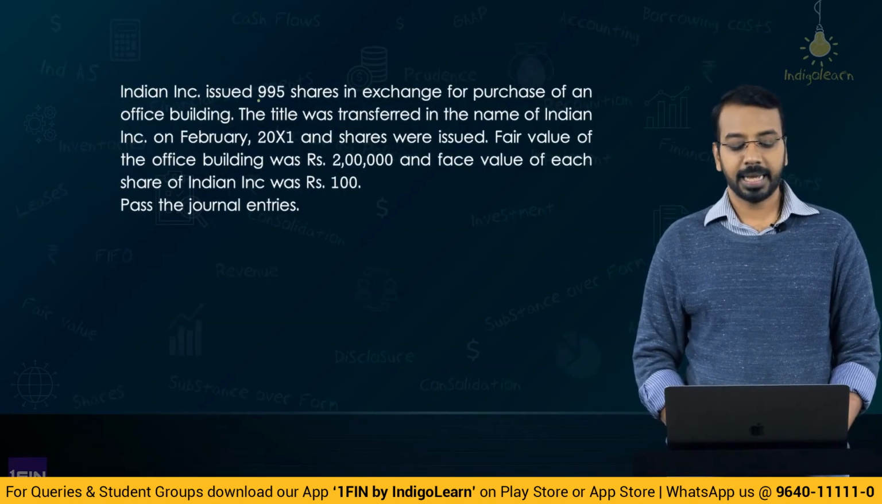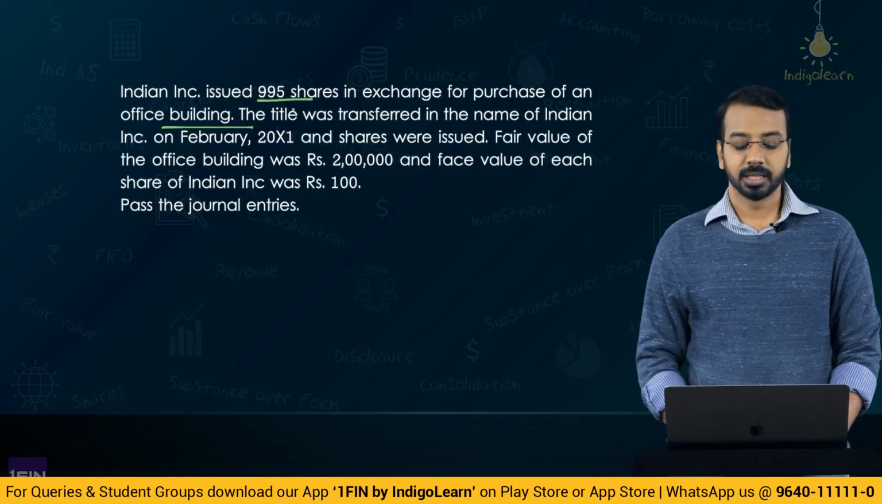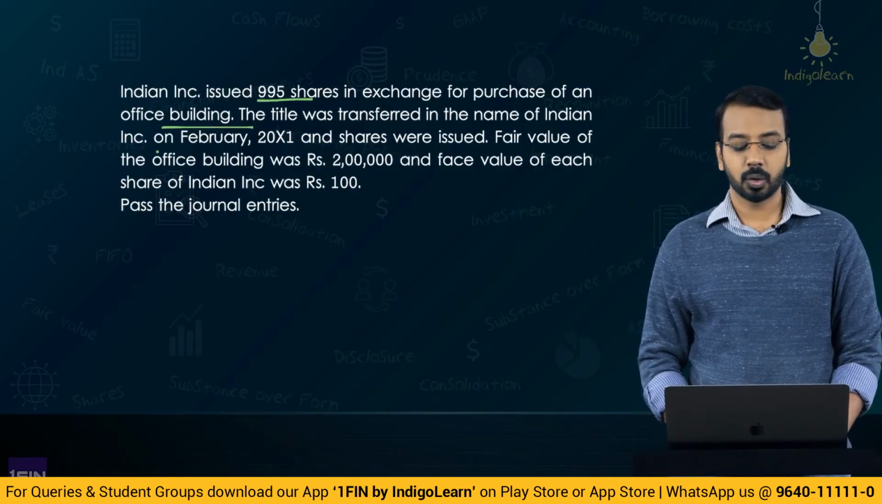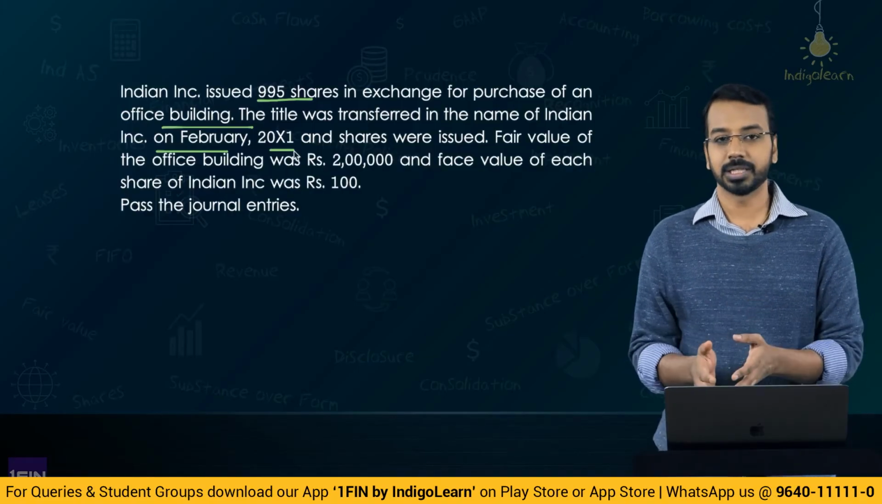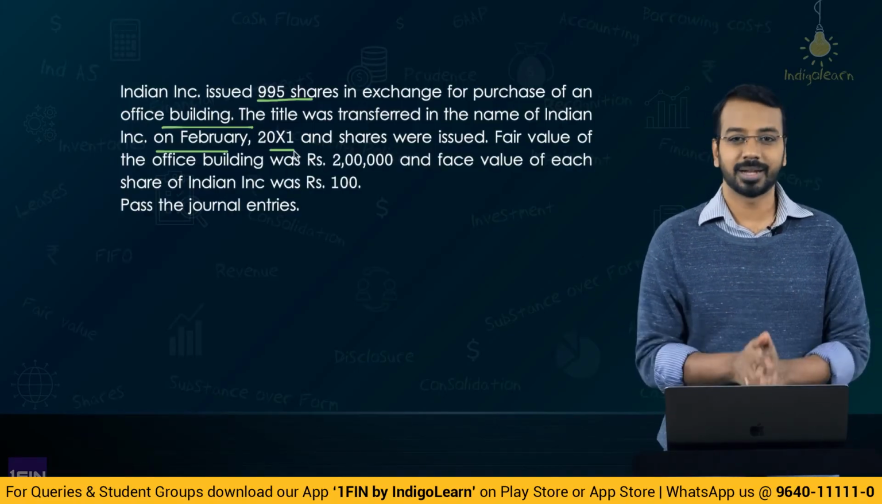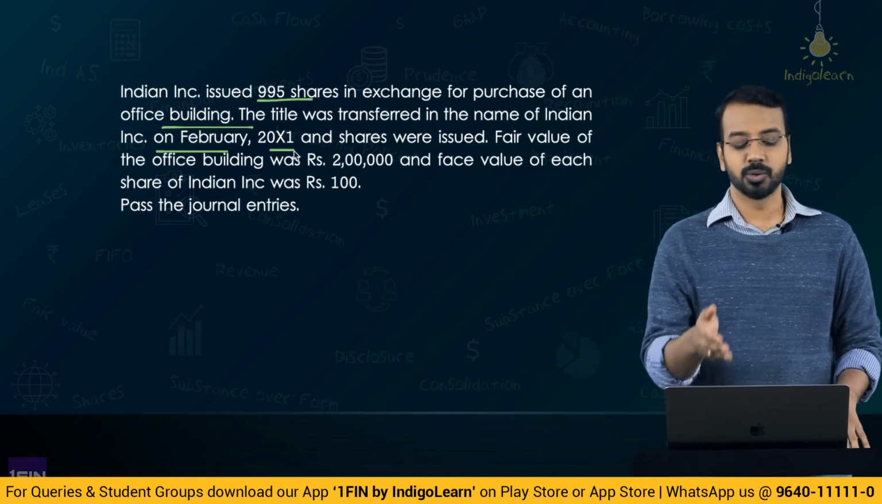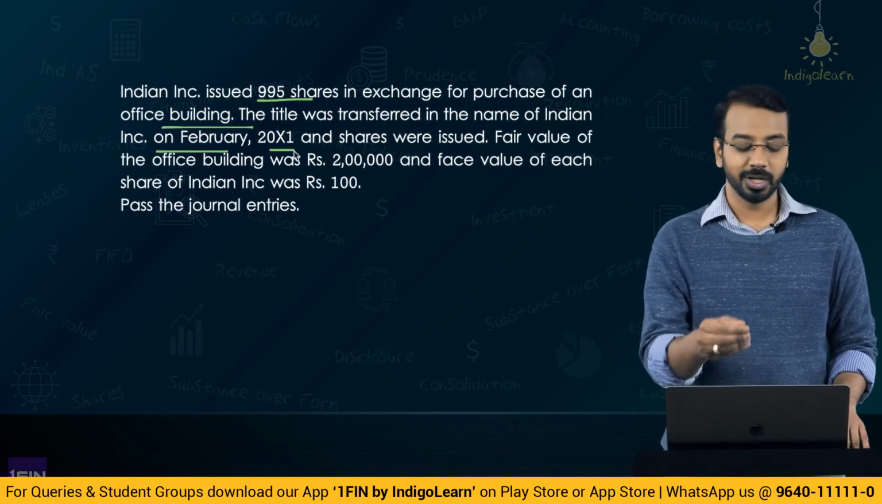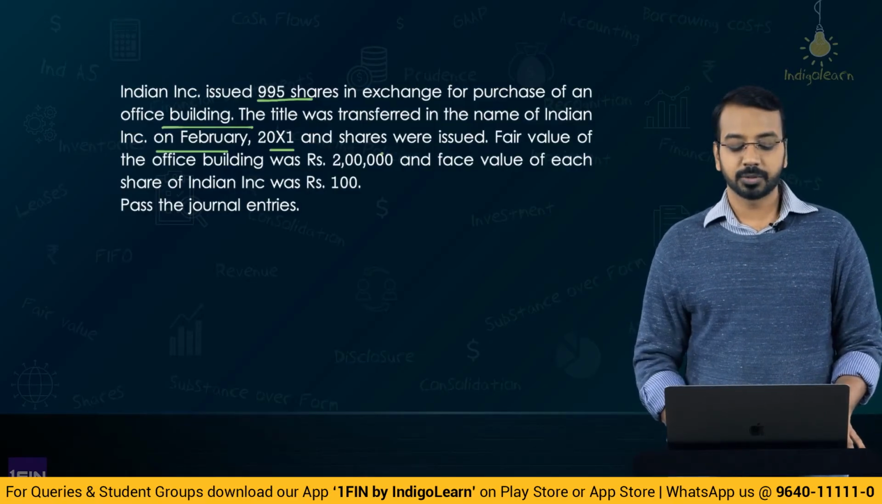Indian Inc. issued 995 shares in exchange for purchase of an office building. Okay, so shares are issued, and what is purchased? Office building, goods are being received. The title was transferred in the name of Indian Inc. in February of year 1. Now on which date will you recognize the transaction? You will recognize the transaction when goods and services are received. So in this case, the property is received in February, so you will recognize the transaction in February. The shares were issued in February.